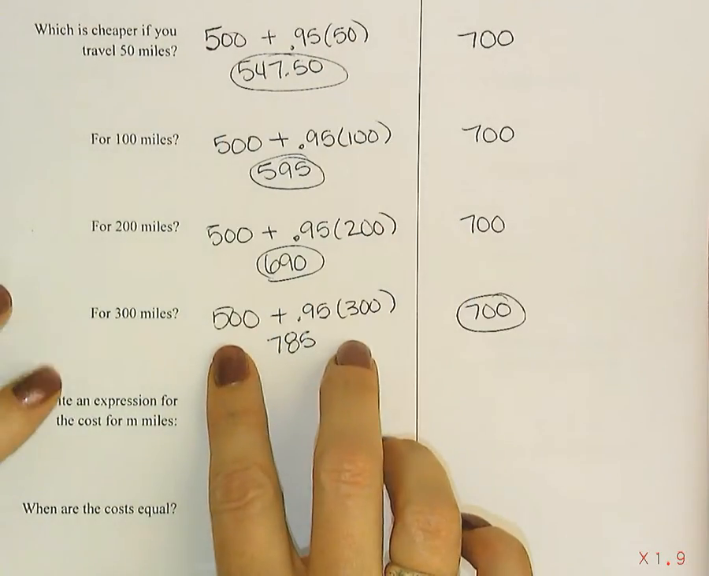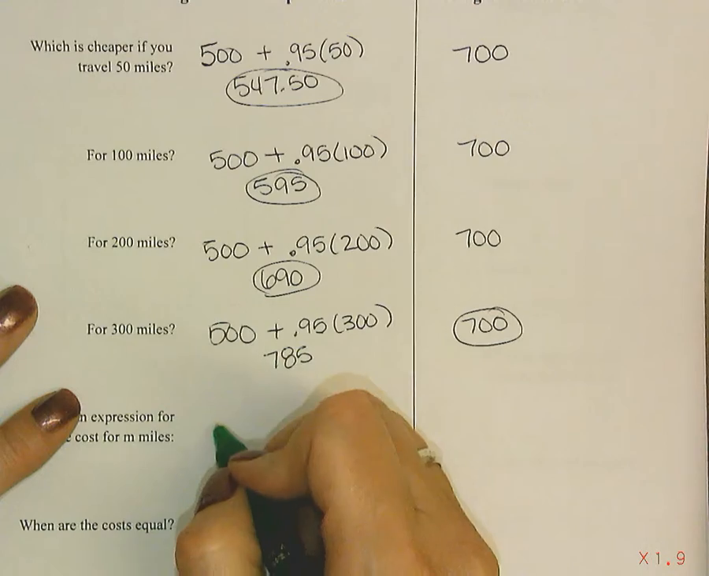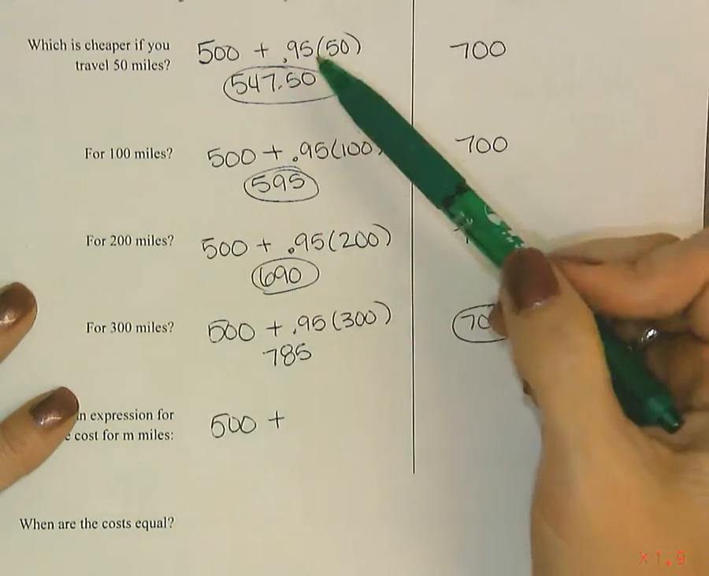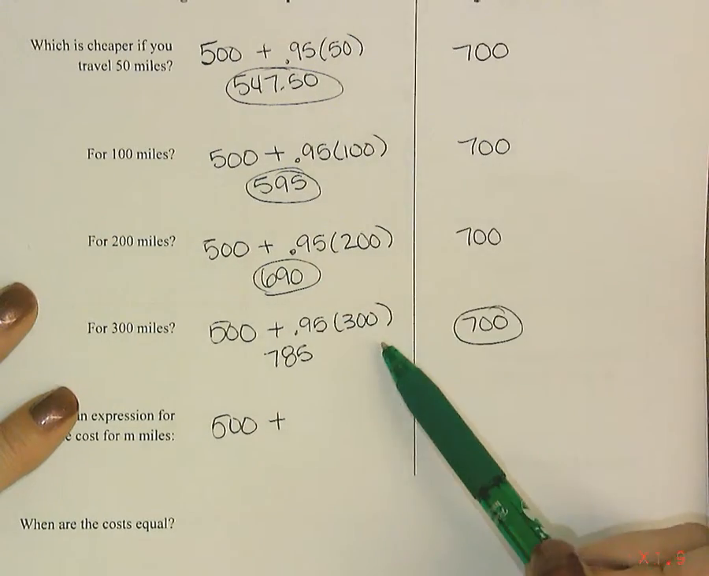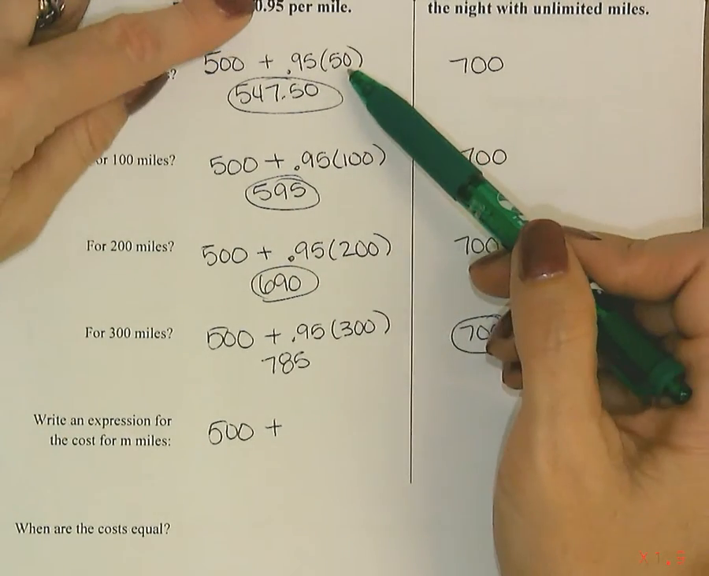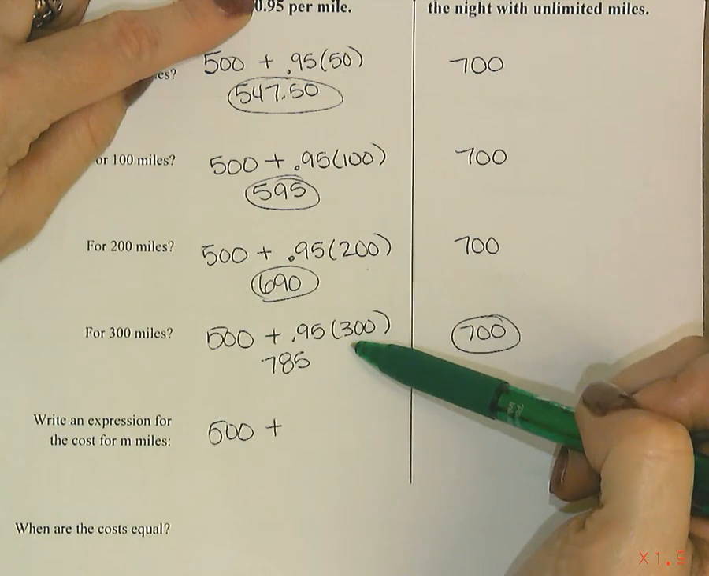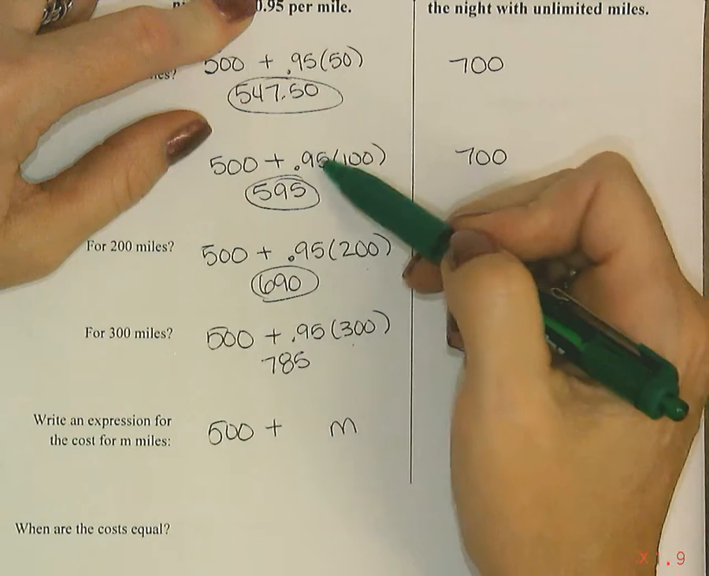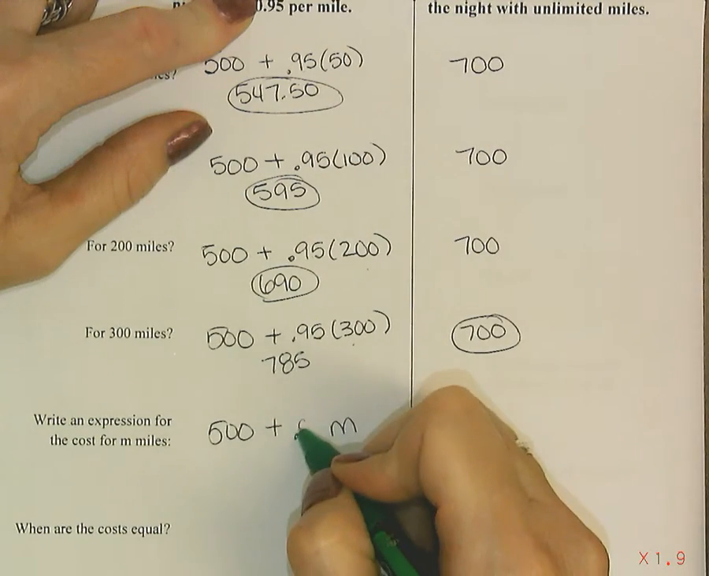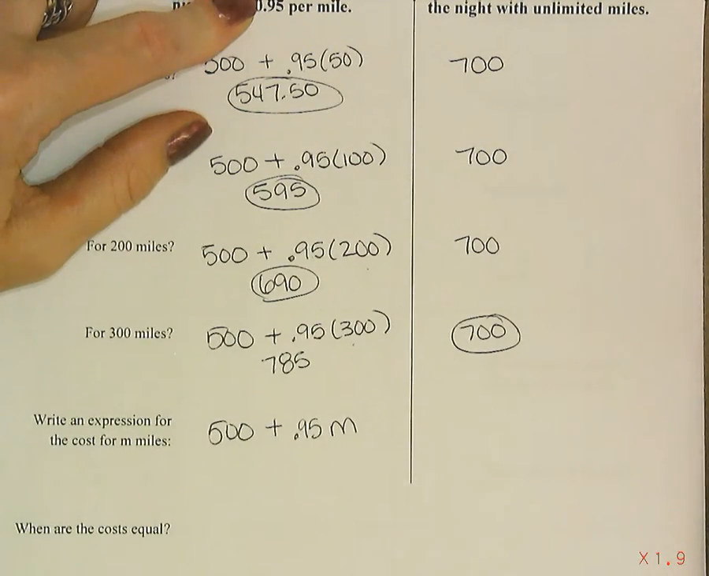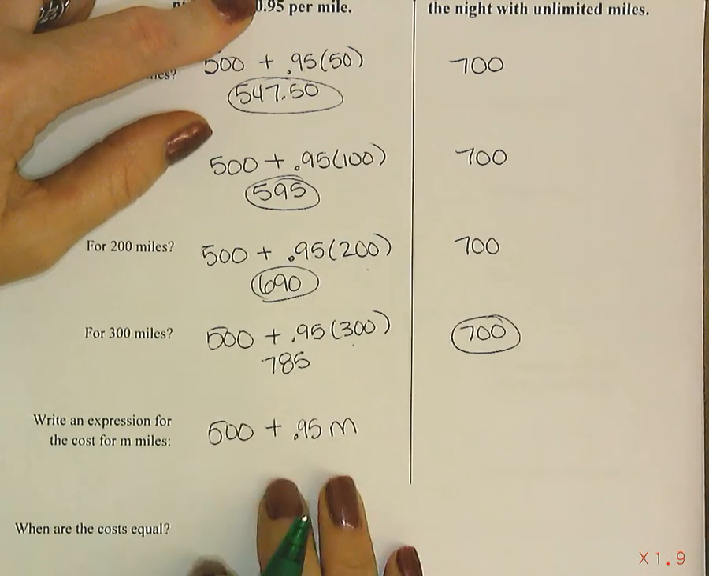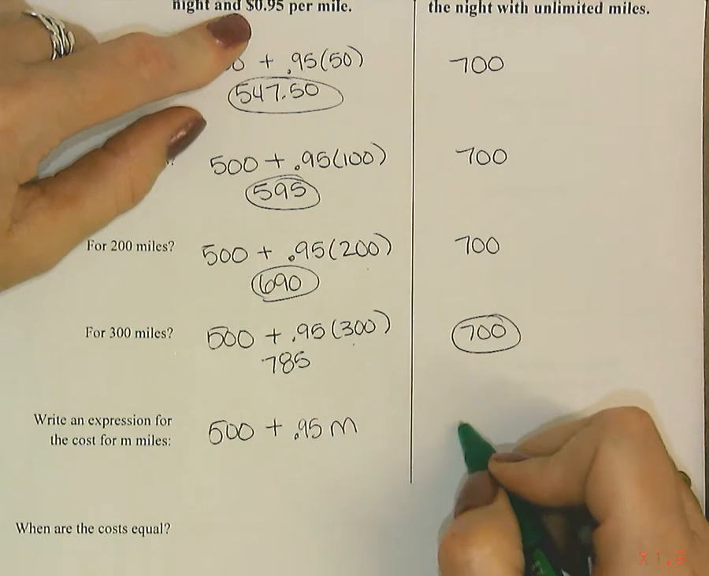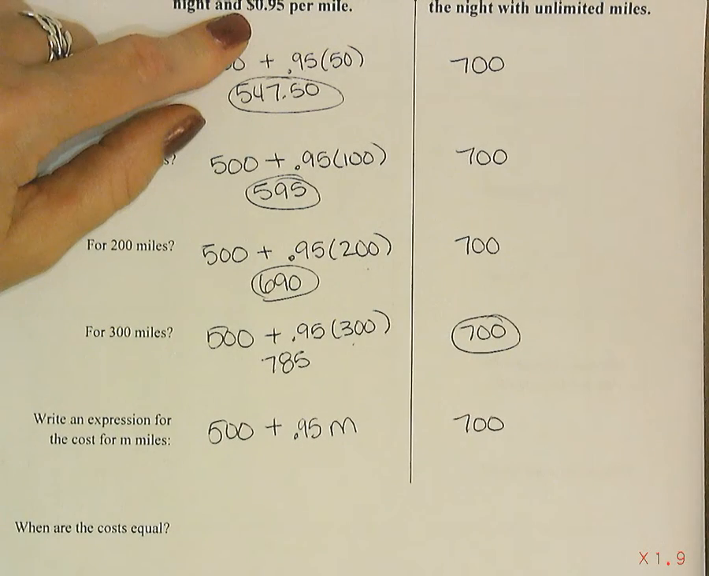Let's look back at this. Each time we have the $500 fixed cost or one-time cost, and each time we're getting charged 95 cents per how many miles. Well, look at the thing that's changing each time. Miles are changing each time. So that's going to become our variable m. And what am I multiplying m by every time? The 95 cents. So that's our expression for Star Limo. Classy Limo is always $700. There's no variable, there's nothing that ever changes.